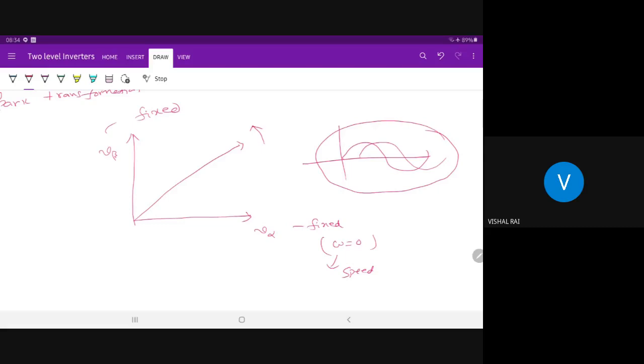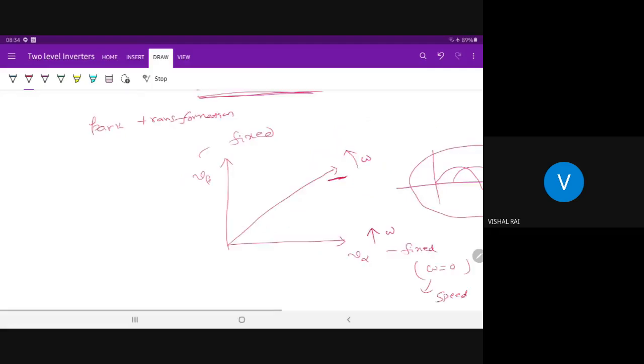So what we have to do is, now we need to rotate this reference also. We need to rotate this reference. For example, this is moving at omega speed. So if we also move this one at omega speed, this point will become constant, right? So this point on this resultant vector will be constant.